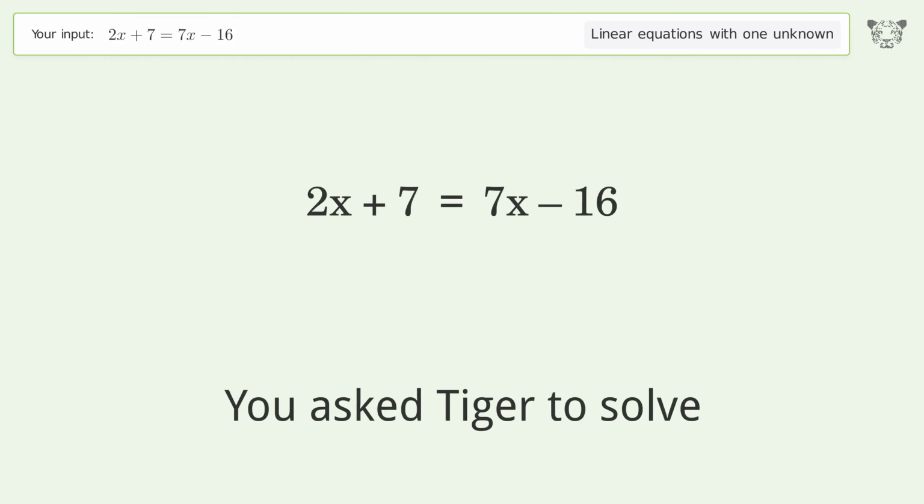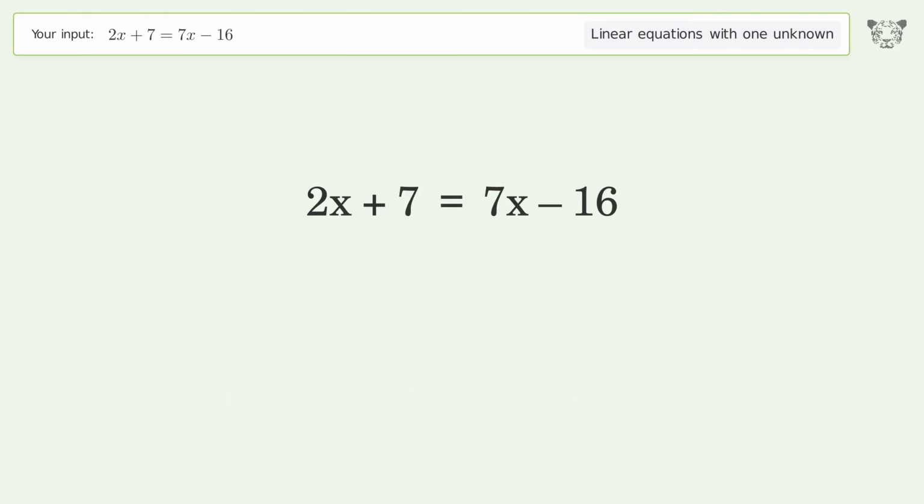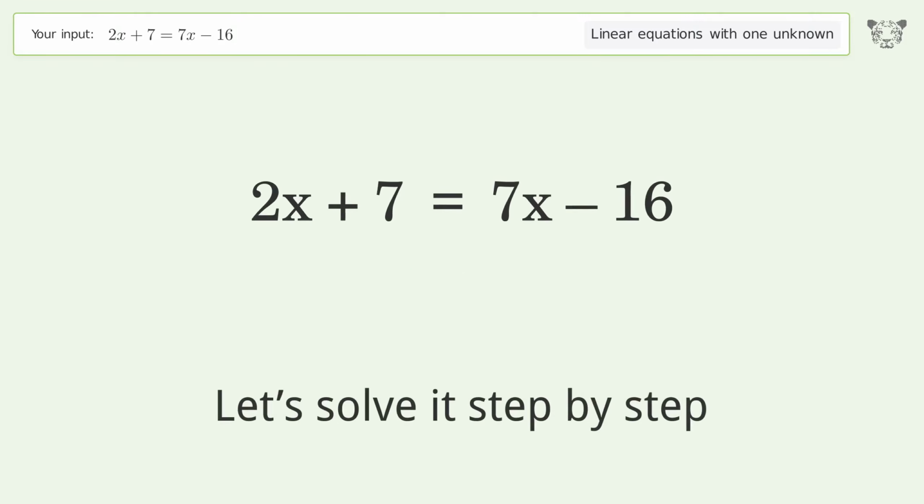You ask Tiger to solve. This deals with linear equations with one unknown. The final result is x equals 23 over 5. Let's solve it step by step.